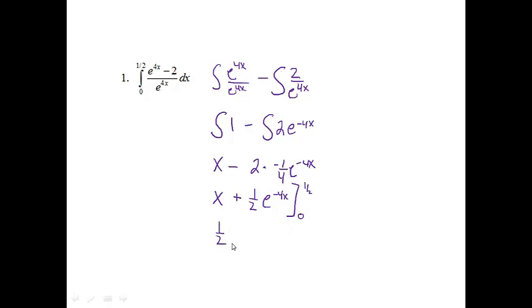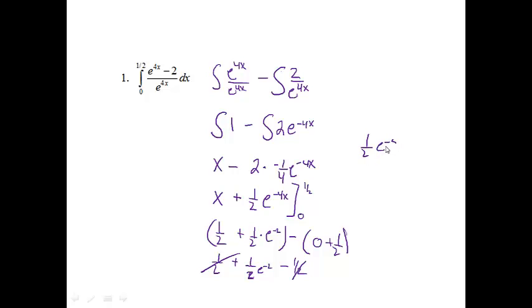So if I plug in 1/2, I'm going to get 1/2 plus 1/2 times e to the negative 4 times 1/2, which is e^(-2), and then minus, if I plug 0 in, I'll get 0 plus 1/2 times e^0, and e^0 is just 1. So now I have 1/2 plus 1/2 e^(-2) minus 1/2, so my 1/2s cancel, and I'm just left with 1/2 e^(-2). So I don't have a negative power, I can bring that down and make it 1 over 2e squared for that answer.